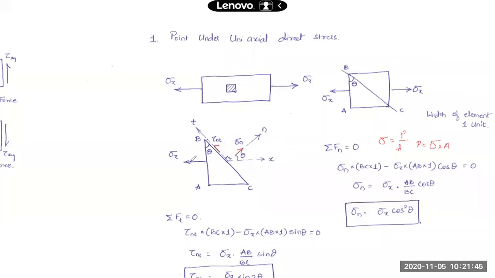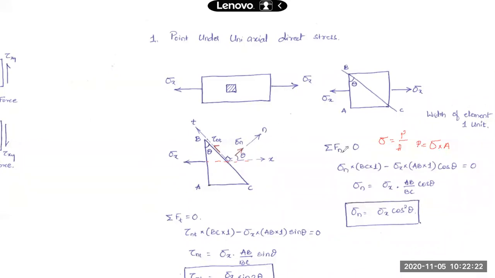What about this sigma x? What is the component of sigma x in the direction n? If you extend the line of action of this force, it makes an angle theta with respect to n. This force is acting parallel to the x direction, so it is making an angle theta. So sigma x into the area of this face AB, that is AB into 1 unit, and you resolve it along the direction n, cos theta. These are the components of forces acting in the n direction.